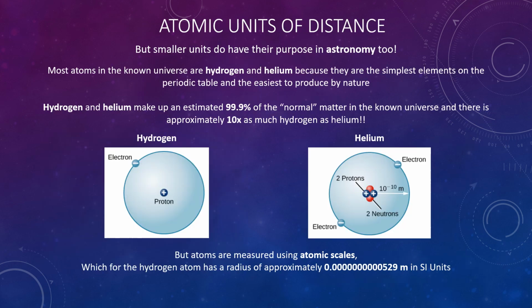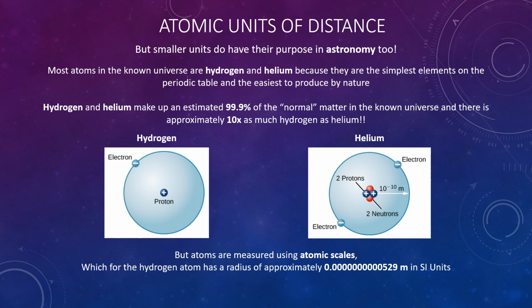We've been talking about the extremely large scale of distances, like between the Earth and the Sun, or between other stars, but astronomy is also concerned with very small distances and very small scales. Most of the atoms in the universe are hydrogen and helium because they are the simplest elements on the periodic table and are the easiest to produce. They make up almost the entirety of normal matter in the known universe at 99.9%. And there is almost 10 times as much hydrogen as there is helium.